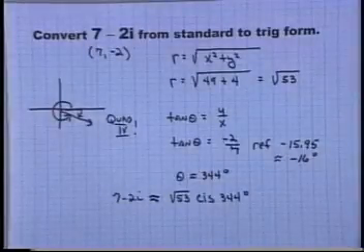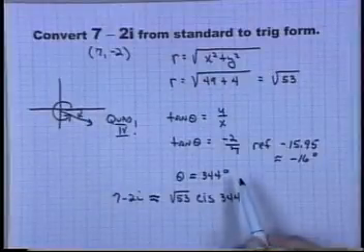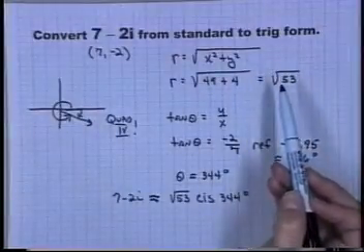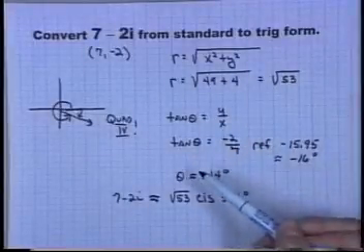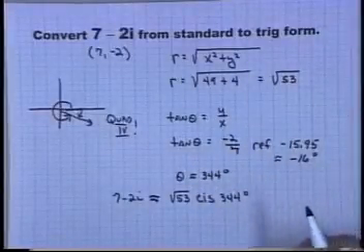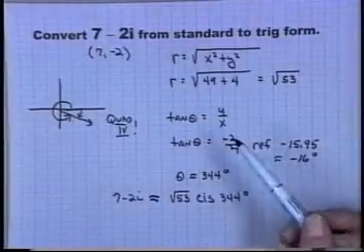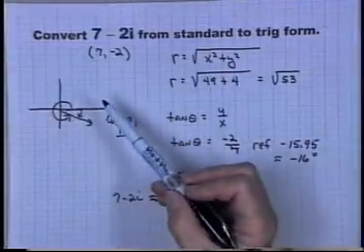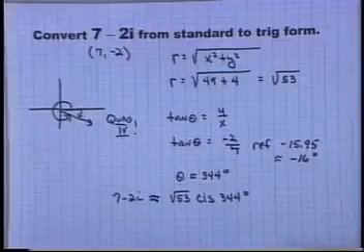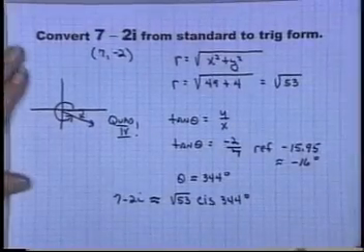Now, you may want to keep more decimal places in this angle. I will say this, you can always find the exact value of r because of this formula. But with theta, when you have to go to your calculator, you are going to have to do some rounding off. And again, I caution you, when you're using your calculator, or even when you have special angles, pay attention to your quadrant so that you get the correct angle for that trig form.